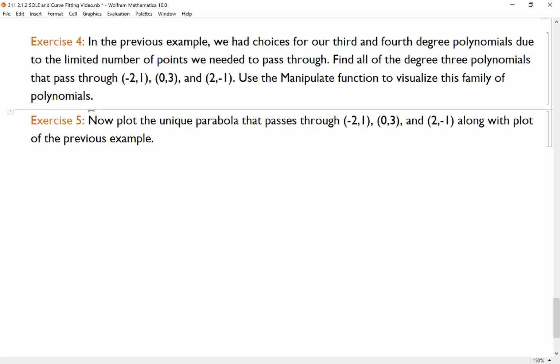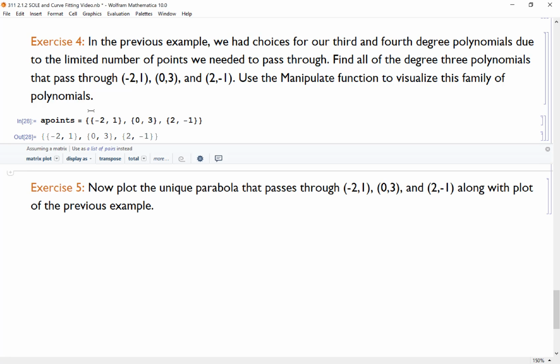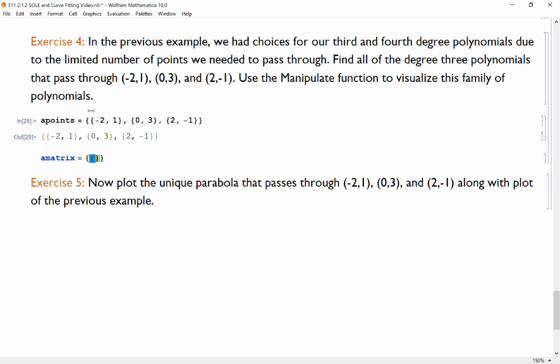Okay, so this time I'm going to make a list of points, and I'm going to call it A points. You don't have to label it that, that's just what I'm picking. And then I need a matrix just like from the others, so I'm going to call this A matrix. And again, we're setting up a cubic polynomial, so we want 1, negative 2 squared, negative 2 cubed, that has to equal 1, and then 1, 0, 0 squared, 0 cubed, 3, and then lastly 1, 2, 2 squared, 2 cubed, and that adds up to negative 1.